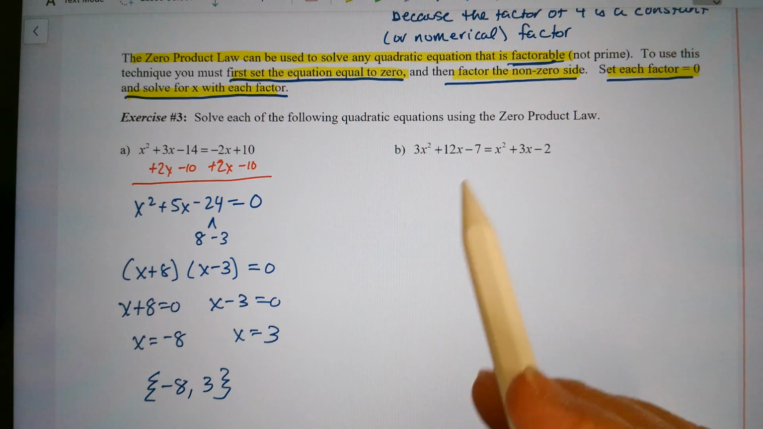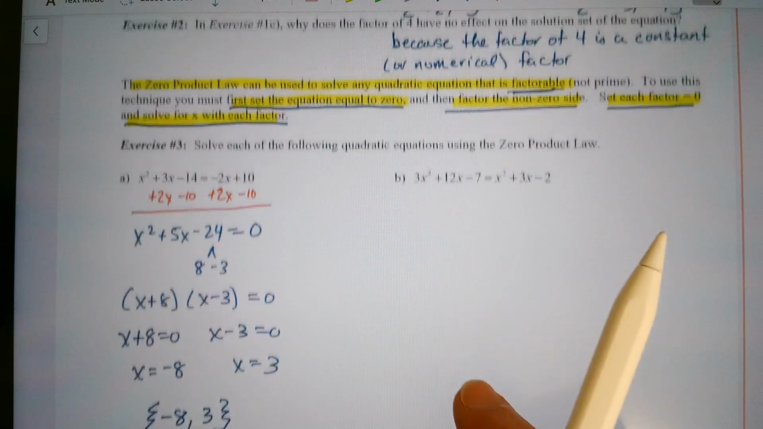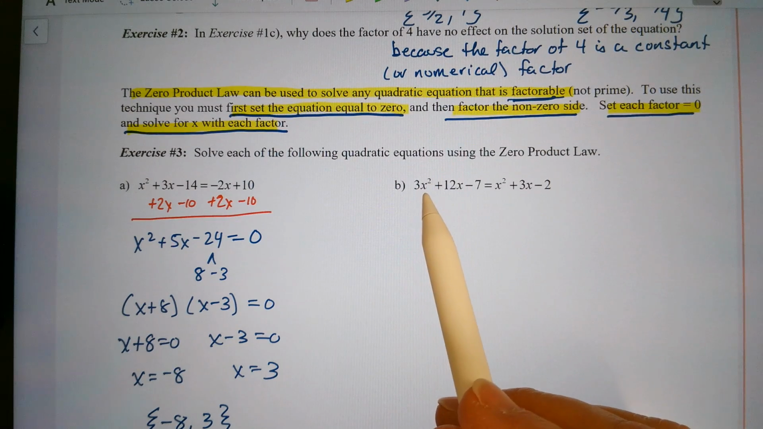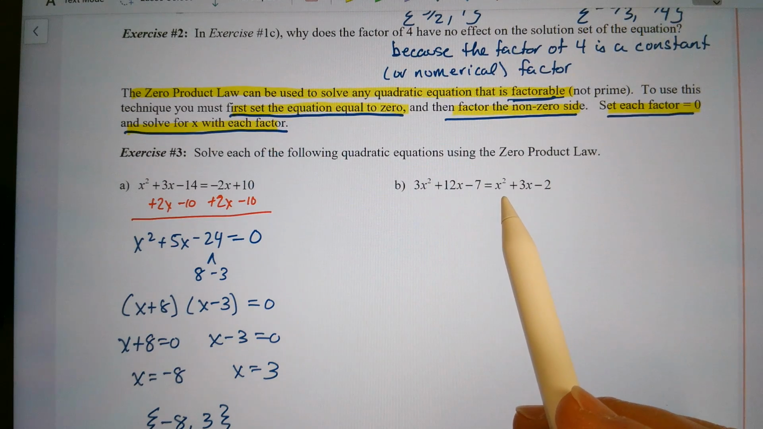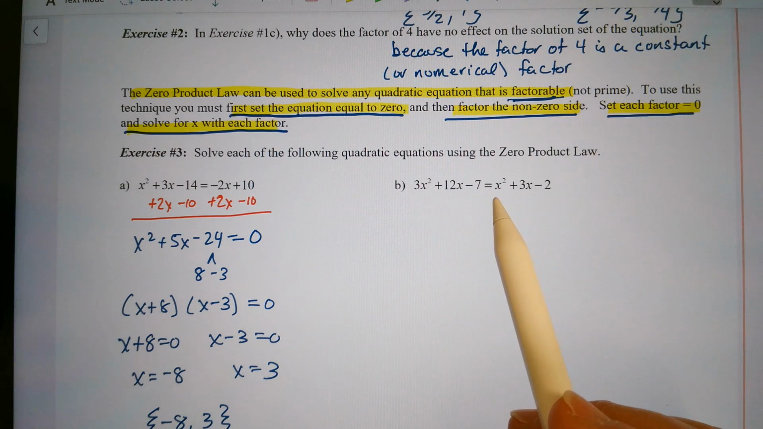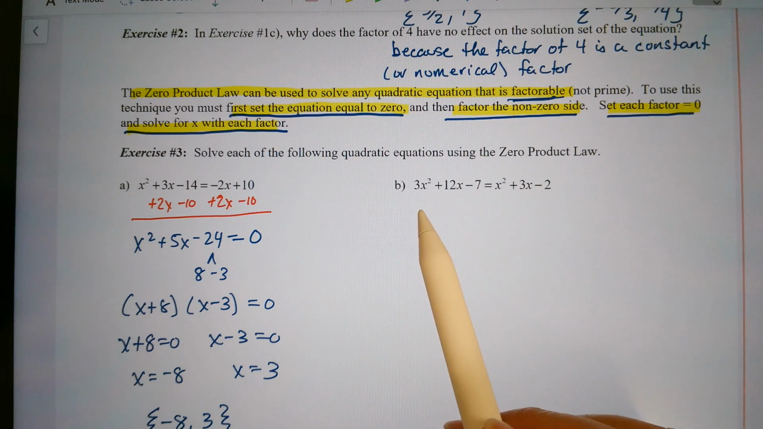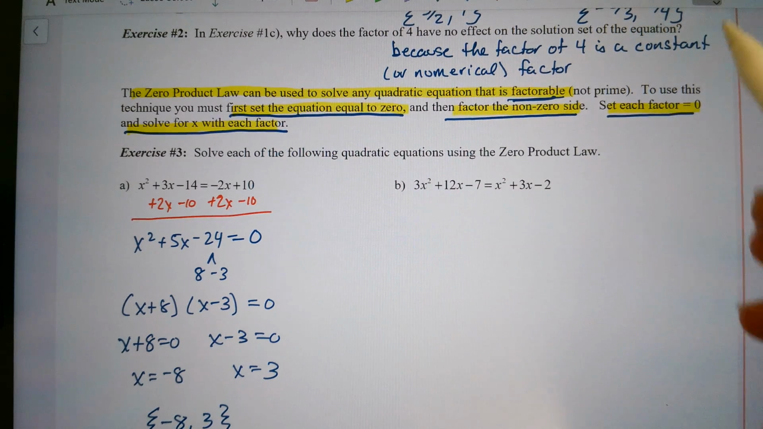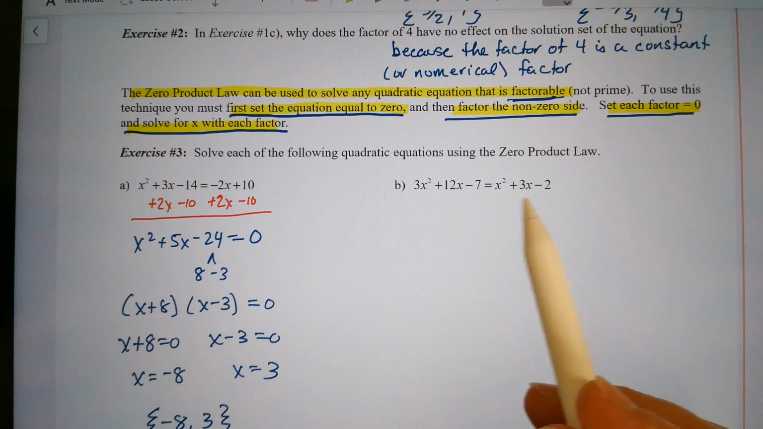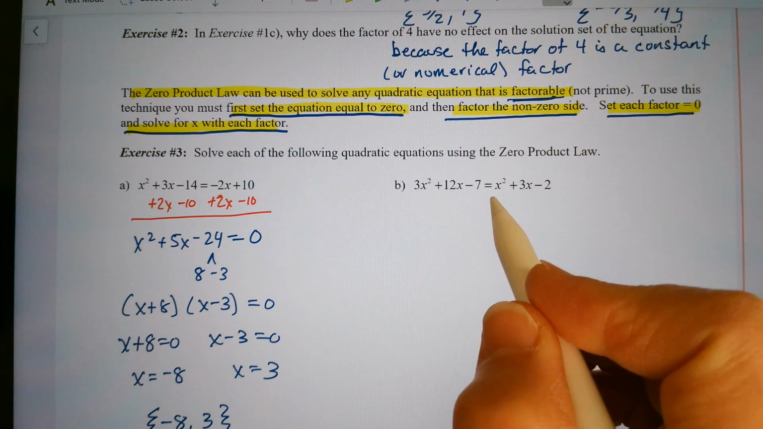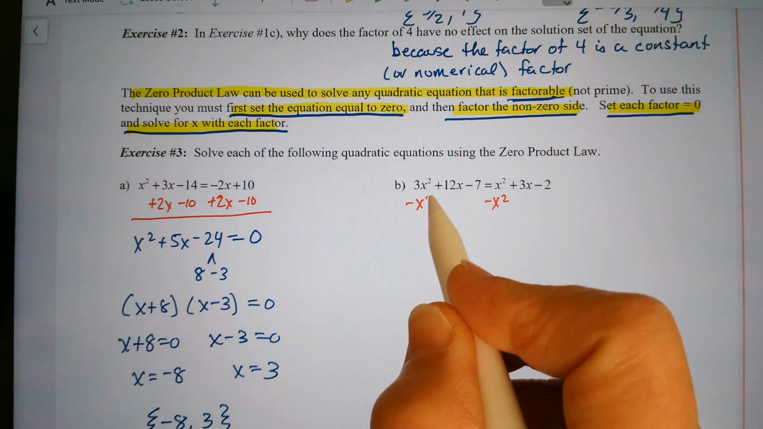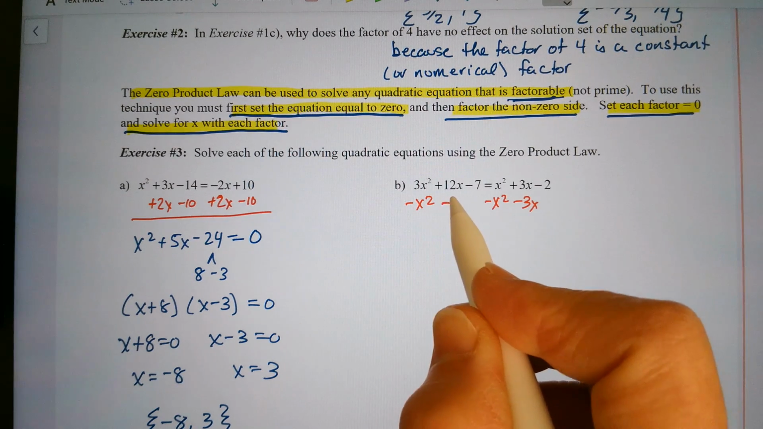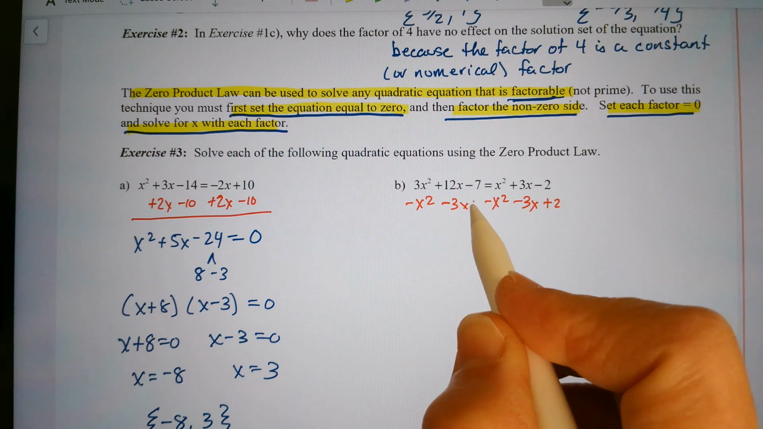For B, same thing here in that I have a 3x squared on the left-hand side and a 1x squared on the right. I always like to, and you should do the same, always work with a positive leading coefficient for your x squared term. So I'm going to bring all 3 of these terms on the right over to the left by subtracting x squared, subtract 3x, and add 2.